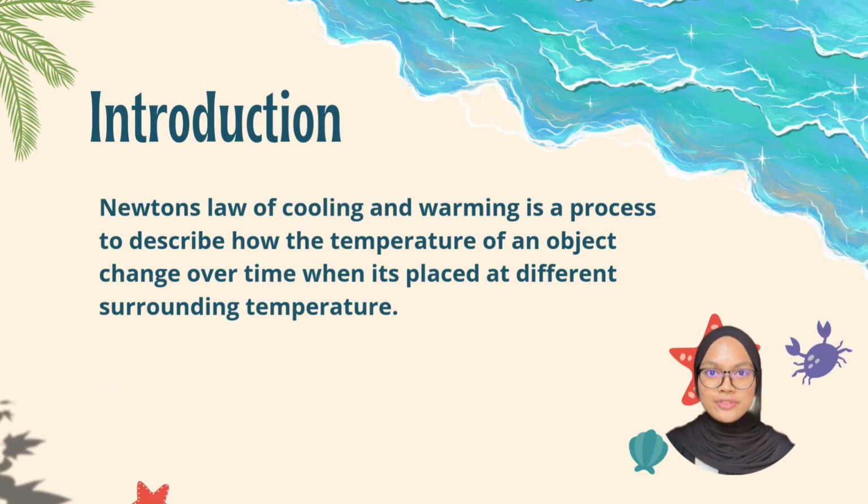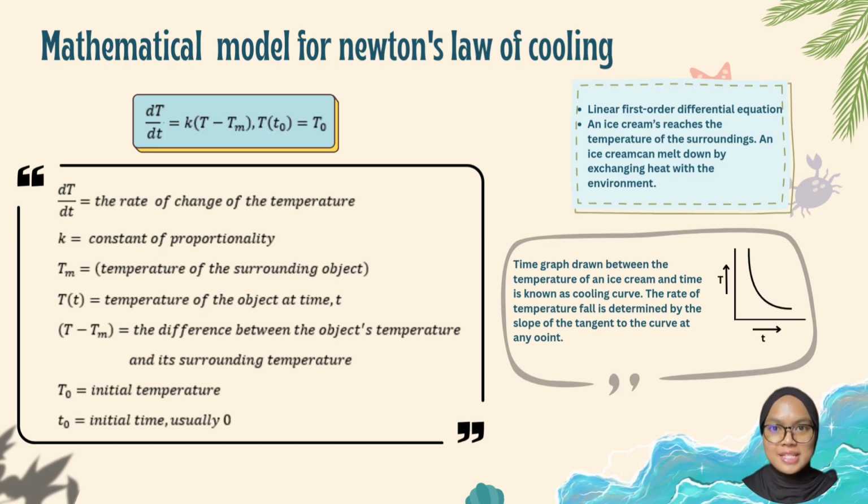So next, we move to the introduction of cooling and warming. Newton's law of cooling and warming is a process to describe how the temperature of an object changes over time when it is placed in a different surrounding temperature. The model is formulated as dT/dt = k(T - Tm), with T(t0) = T0.